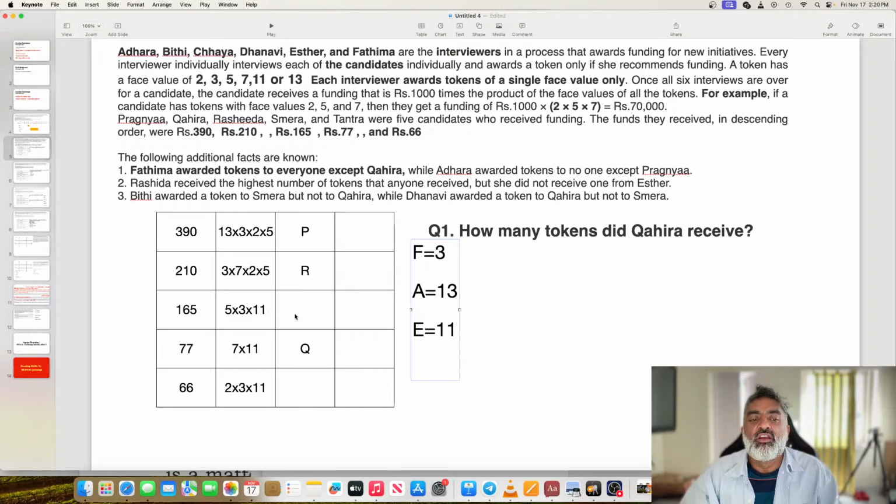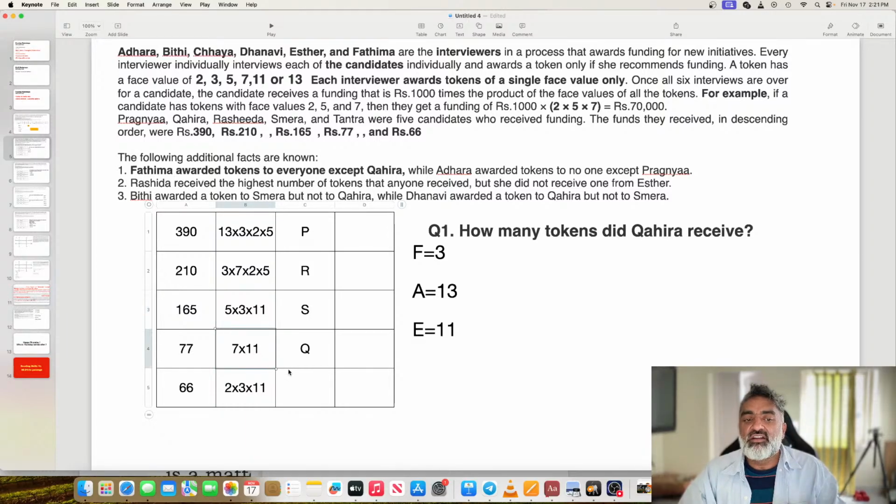Try it out, right? So maybe this is Smera. Just start thinking, right? This is one direction of thinking. Maybe this is Smera and 11. So Bithi can't be 11. Anyway, Esther is 11. And Bithi can't be 7, because she did not give a token to Kahira. Nor can Bithi be 3. So I'm thinking Bithi's token face value is 5. Now, this could be the story that Bithi, which is face value 5, has given a token to Smera, but not given a token to Kahira.